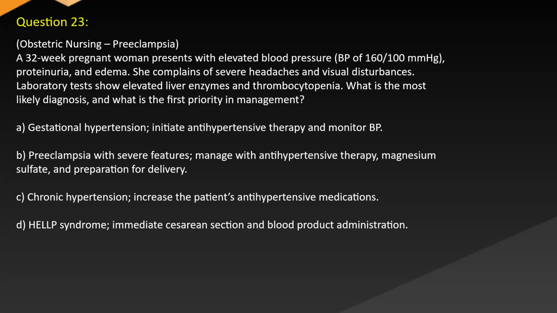A. Gestational hypertension. Initiate antihypertensive therapy and monitor BP. B. Preeclampsia with severe features, and manage with antihypertensive therapy, magnesium sulfate, and preparation for delivery. C. Chronic hypertension. Increase the patient's antihypertensive medications. D. HELLP syndrome. Immediate cesarean section and blood product administration.